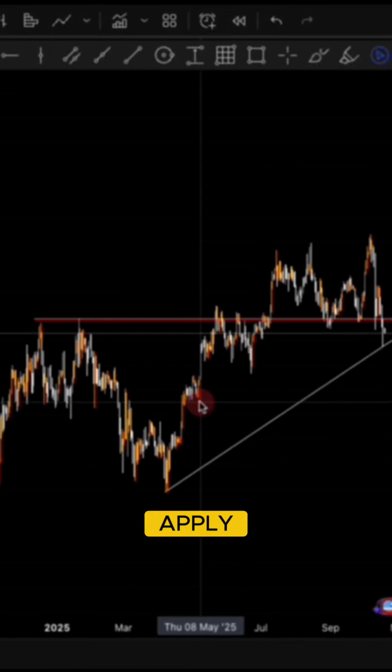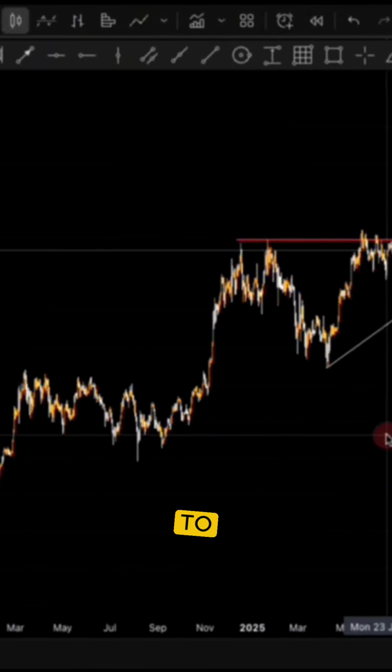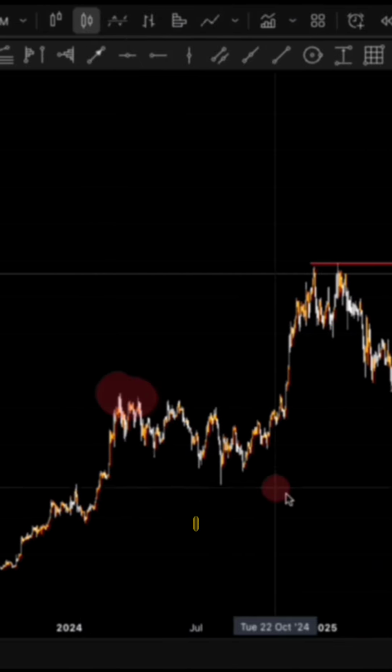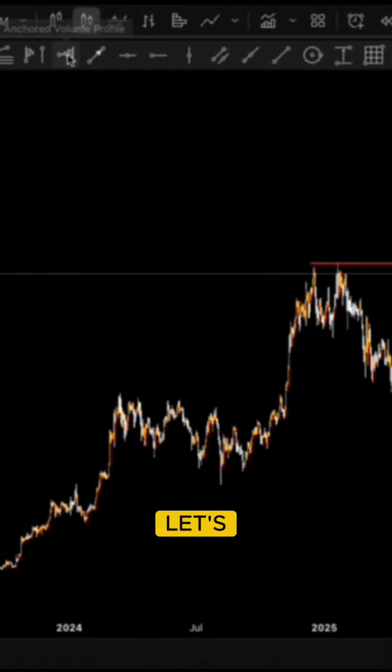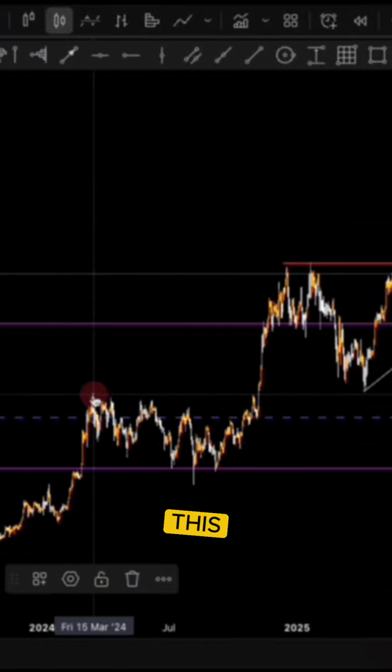I'm just going to apply the volume profile, and I'm going to find a good location where I want the volume profile to go. I'm going to start it from around, say, this area right here. So this is where I want the volume profile to go. So let's select the anchored volume profile. That's it right here. And we're going to pick it from this location right here.